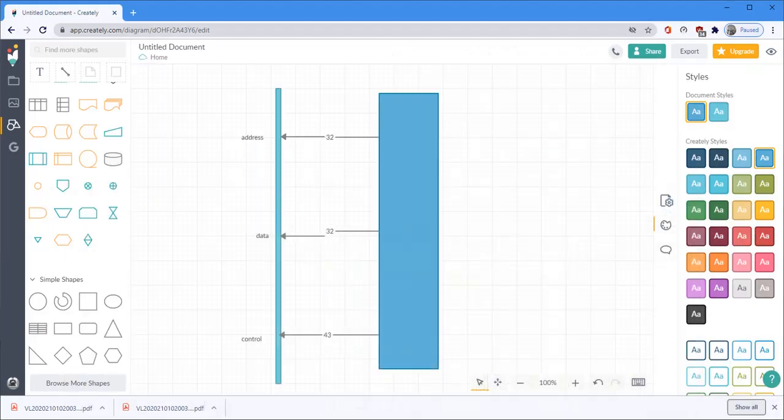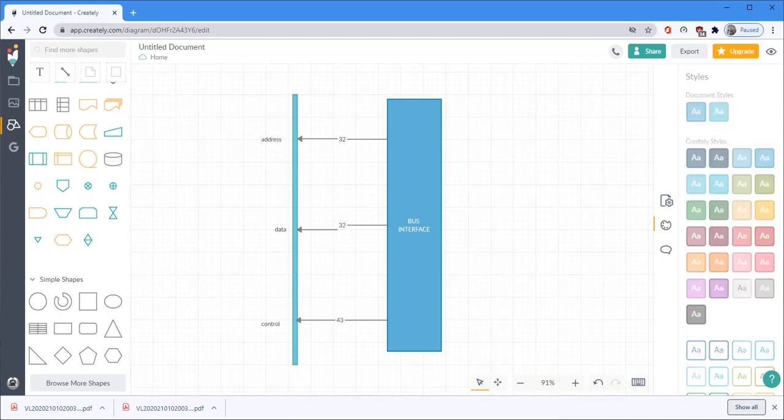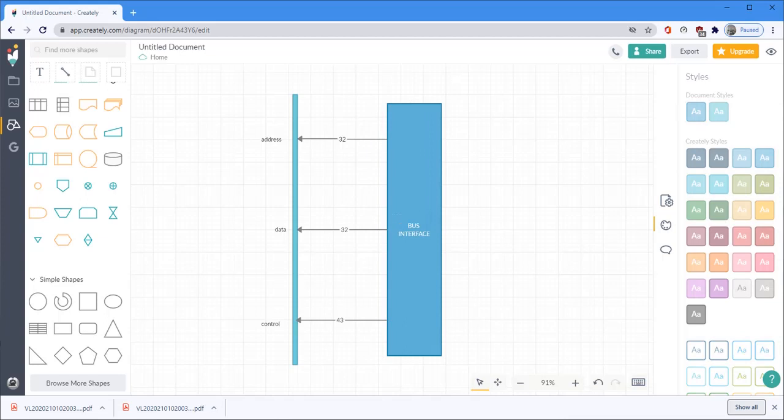Let's select the canvas and label the bus interface. So this is how you draw the diagram, and you can continue it by making this smaller and moving toward the next block. Okay, so let's get into the next question.